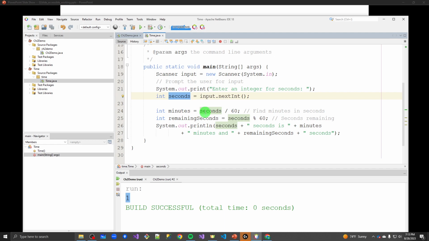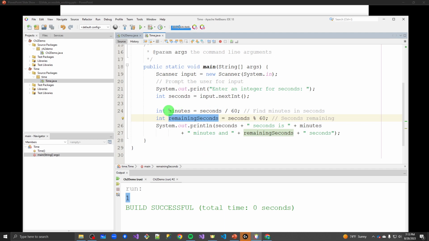And then we take seconds, which is an int, divide it by 60, which is an int. So what's the answer going to be? It's going to be an int. It's not going to get a decimal. Okay, so we can find exactly how many minutes are in that number of seconds without having any extra remainder. But then we can also take that same number of seconds and do modulo 60, which tells us how many seconds are left over. And we're going to assign that to the remaining seconds.